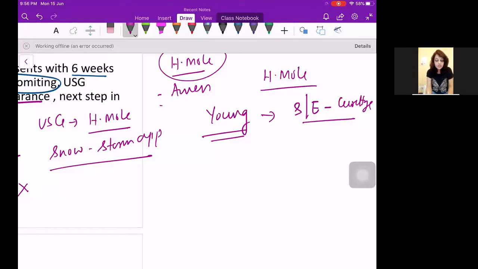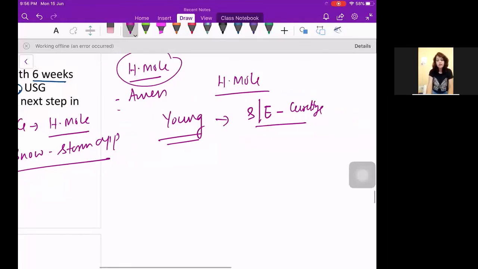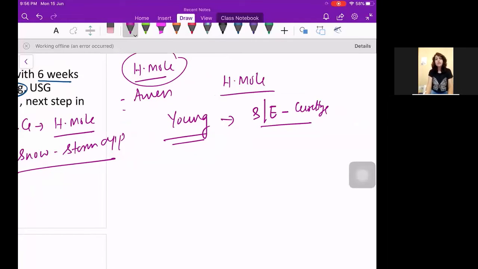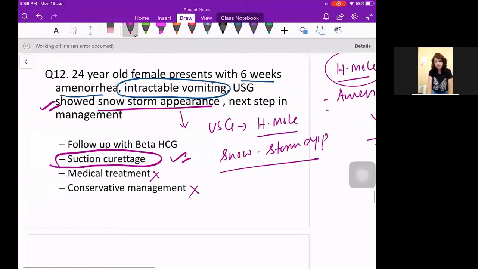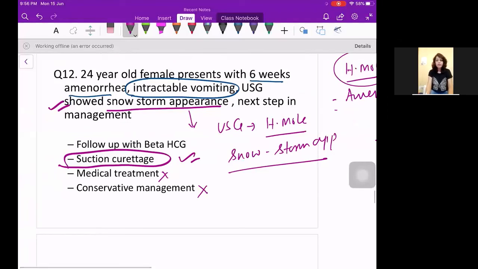If the age of the female is above 40 years or above 35 years and her family is complete, or she belongs to the high-risk group, then the preferred management would have been hysterectomy in that case. In this case, the age of the patient is young and it's a clear-cut case of molar pregnancy, so we go for suction evacuation. And after suction evacuation, we have to keep a 6 months follow-up with the beta-HCG.